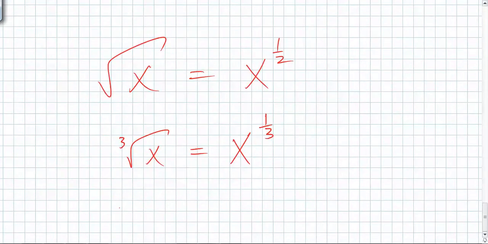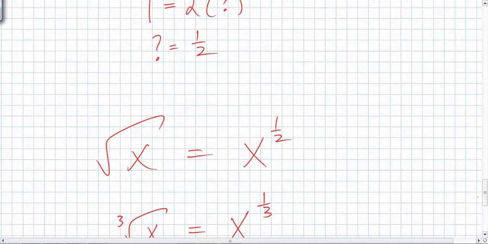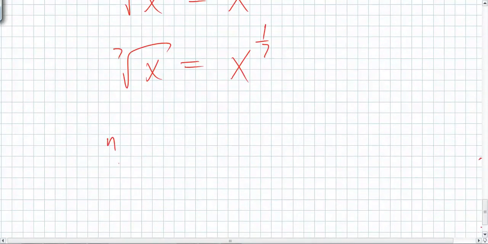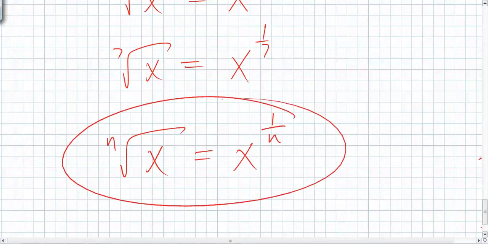Exactly. What does the 7th root of x equal? Exactly. So there's actually an invisible number here. Do you know what the invisible number is there? 2. It's actually 2, for the square root. So that's where it comes from. So if I said you had the nth root of x, what's the nth root of x going to be? X to the 1 over n. So there's your first rule for fractional exponents.